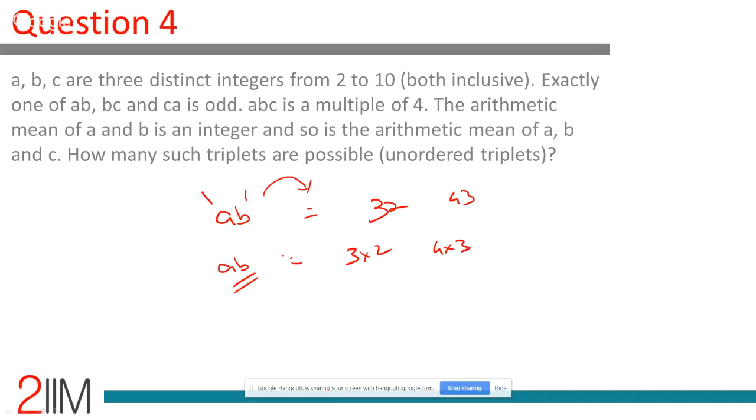It's like a puzzle in each of these statements. Exactly one of A×B, B×C, and C×A is odd. It's the most critical puzzle component. If you make the right inference from here, you're through. The second statement, A×B×C is a multiple of 4, kind of answers itself. That automatically gives you one simple takeaway.